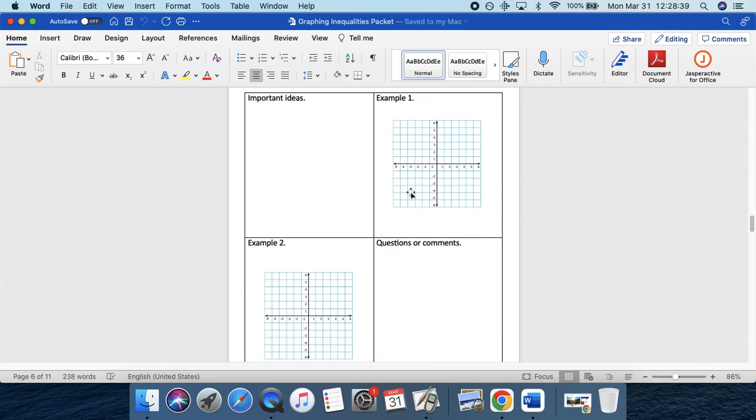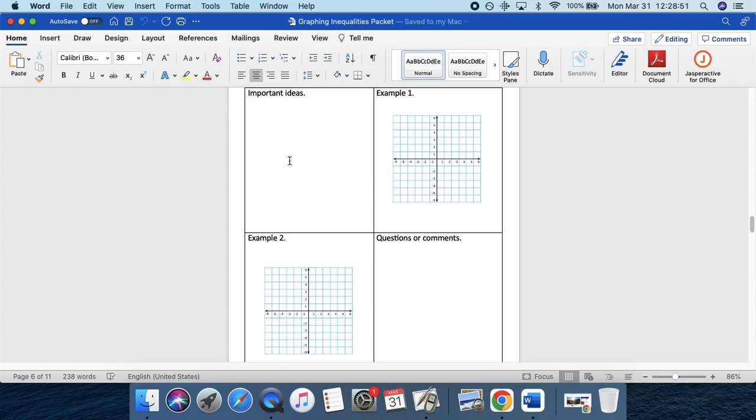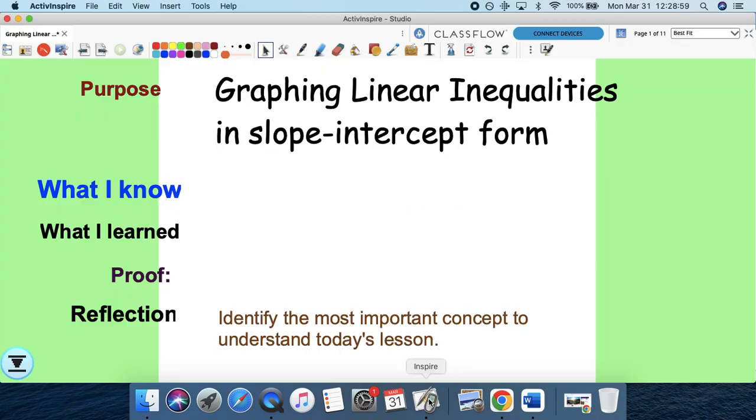So I gave you 2 graphs here, which you can use to copy 2 examples from the video that you think may help you, and you can use as guides, models, or examples. Please write down important ideas in this section, and then on this section you can write questions or comments that you can bring up when I see you in class. Okay, let's go to the lesson.